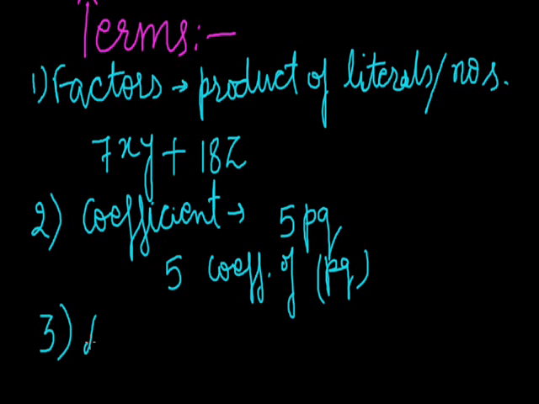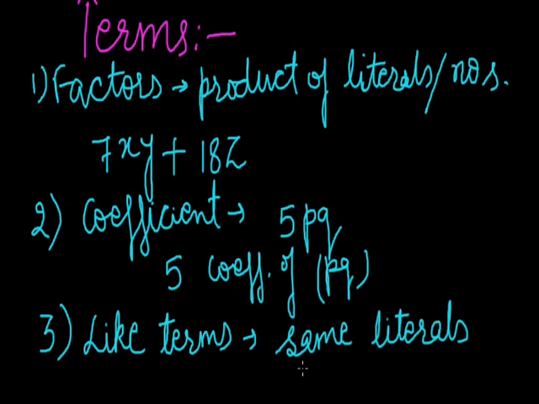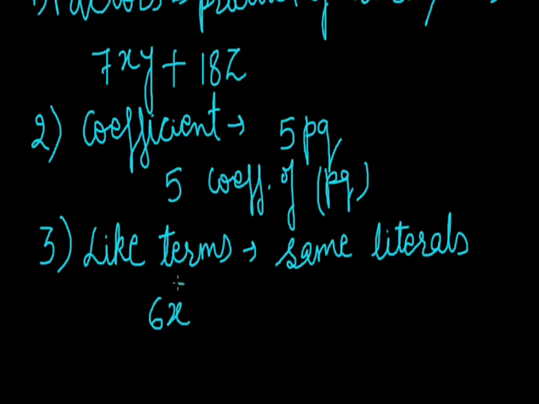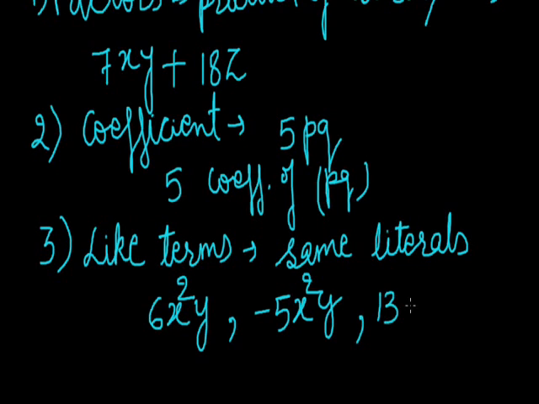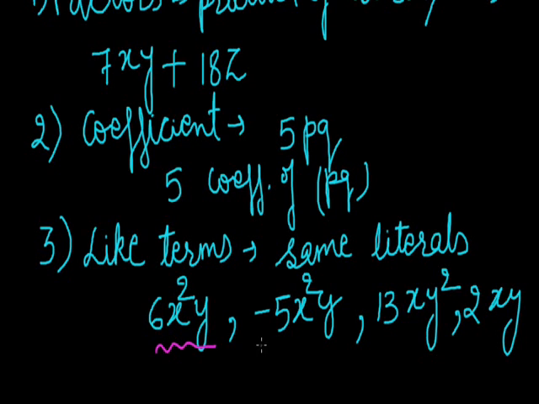And the next term is like terms. In an algebraic expression, if the terms have the same literals, they are known as like terms. For example, 6x square y, minus 5x square y, 13xy square, 2xy. In these four terms, we can see that 6x square y and minus 5x square y have the same literals. That means they are like terms.